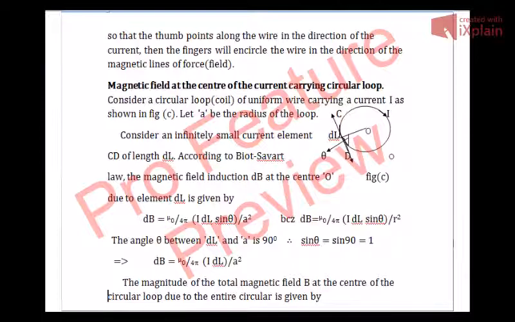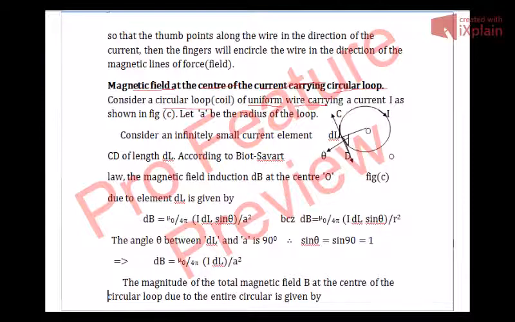Now there is another topic. We have to calculate the magnetic field at the center of the current carrying circular loop. So instead of an infinitely long straight conductor, we have a circular loop. So let us consider a circular loop, say a coil of uniform wire. Uniform wire means its cross-sectional area is the same everywhere. It is not thicker at any place or thinner at other places. It is of uniform circular cross section.